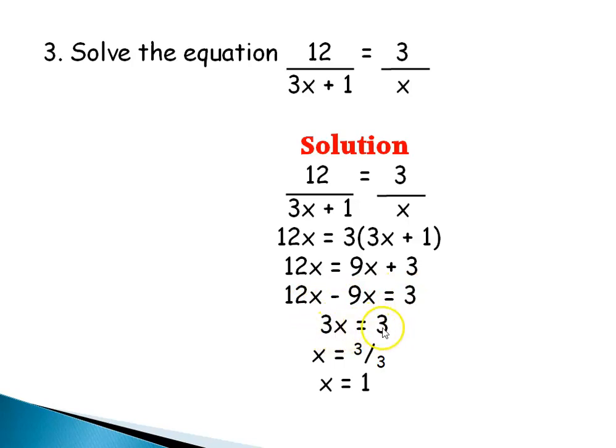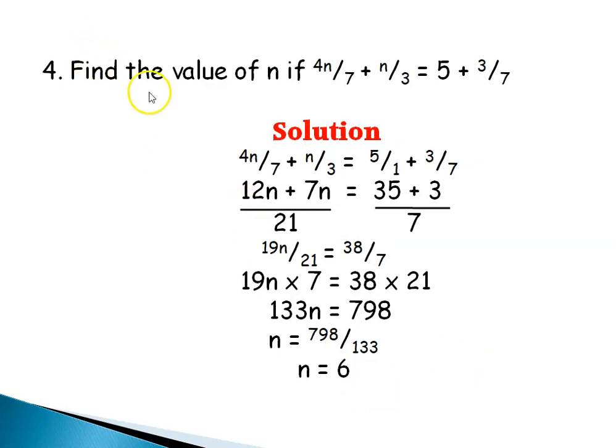And then I divide both sides by 3. 3x divided by 3, x. 3 divided by 3, 1. So my x is equals to 1. Is that taken? Very good. Question 4 says, find the value of n if 4n divided by 7 plus n divided by 3 is equals to 5 plus 3 over 7. 4n divided by 7 plus n divided by 3 is equals to 5 plus 3 over 7.